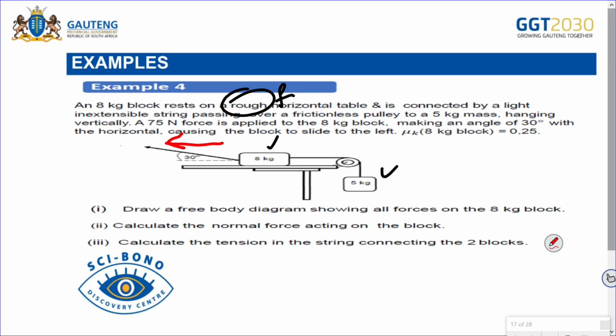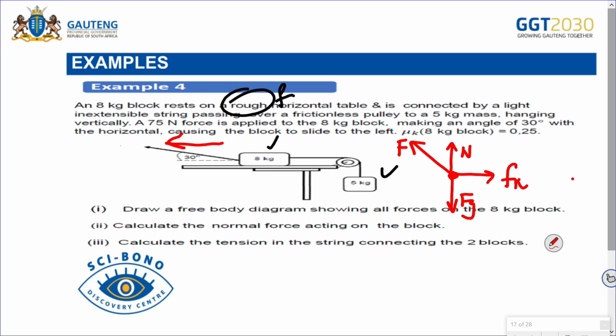Then they want us to draw a free body diagram for the 8 kilogram block. The free body diagram will have the FG, your normal force, and the applied force, which is that 75 newtons. And then it's a rough surface. We are told that it slides to the left, which means that the frictional force will act to the right. So this is the free body diagram.